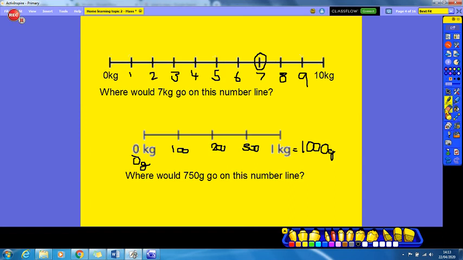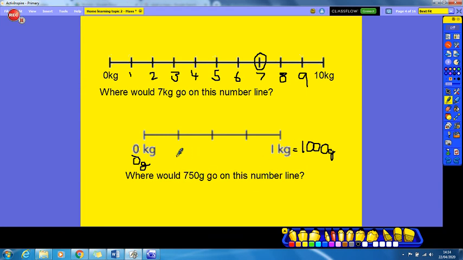There's my rubber. So let's try something else. Let's try 500s. Let's see if 500s works. Okay, so we've got 0, 500, 1,000, 1,500, 2,000. No, so it's got to be in between one of those.